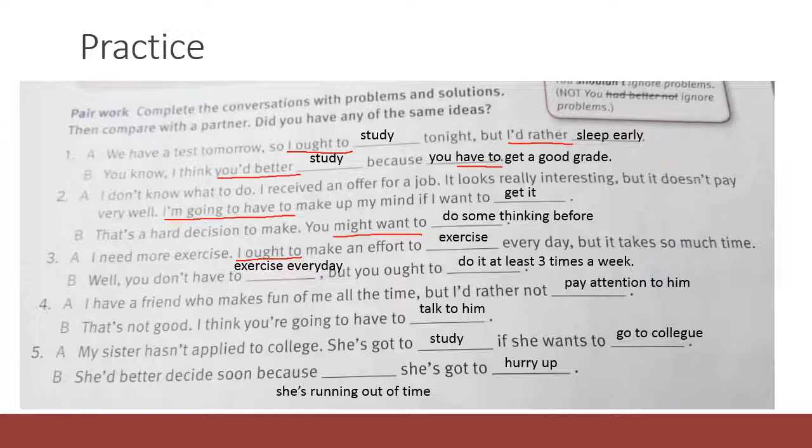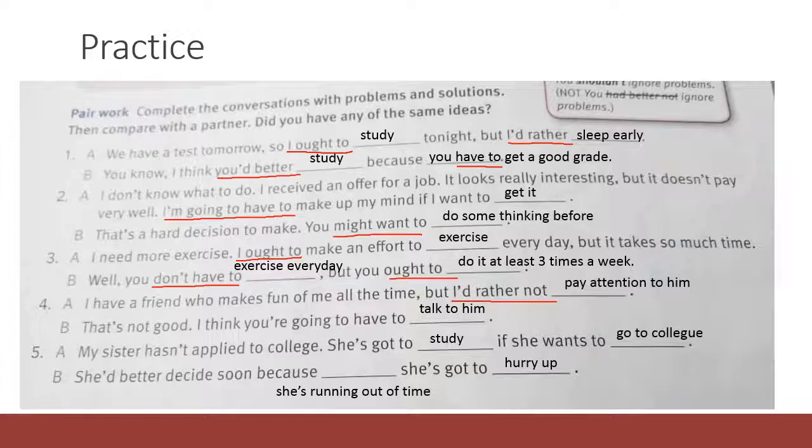Well, you don't have to. Here we have a negative form of have to. Remember, when we use negative, it doesn't mean necessity. It means that it's optional. You don't have to exercise every day, but you ought to do it at least 3 times a week. So here we have advice. I have a friend who makes fun of me all the time, but I'd rather not. We're using preference in negative.